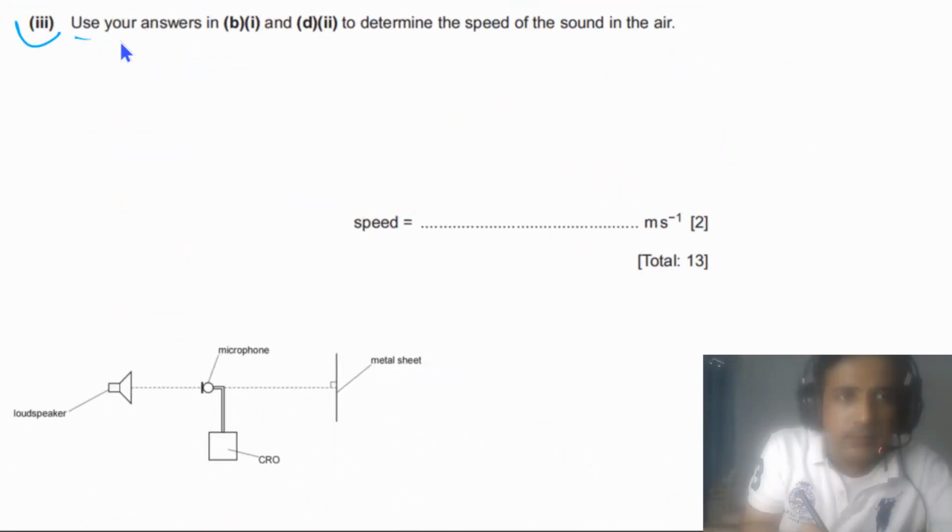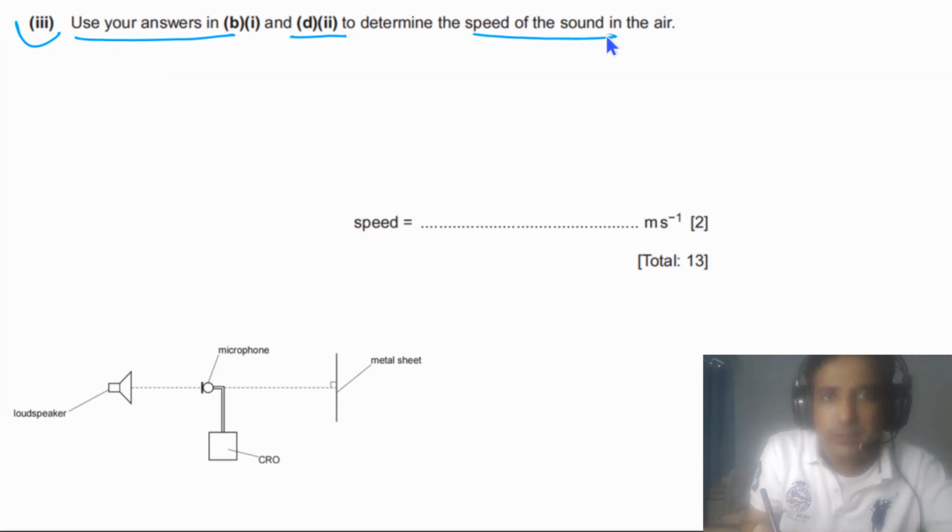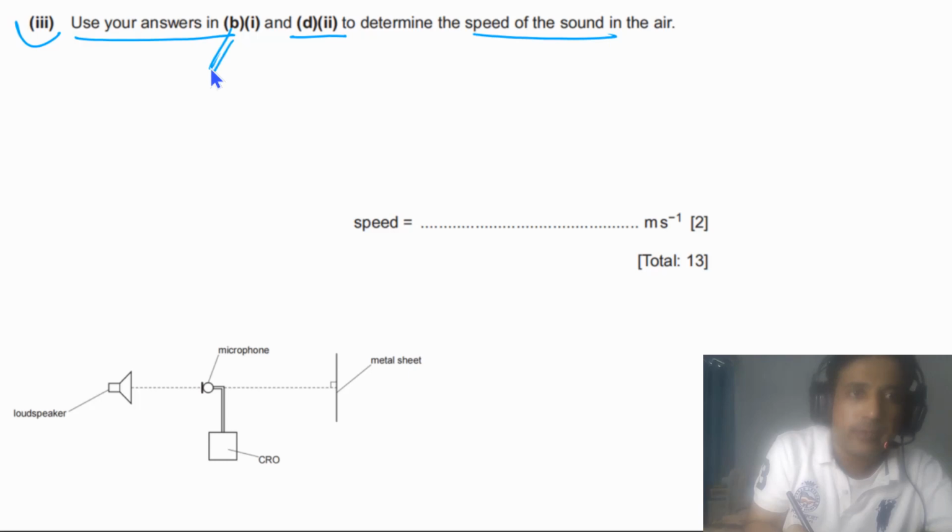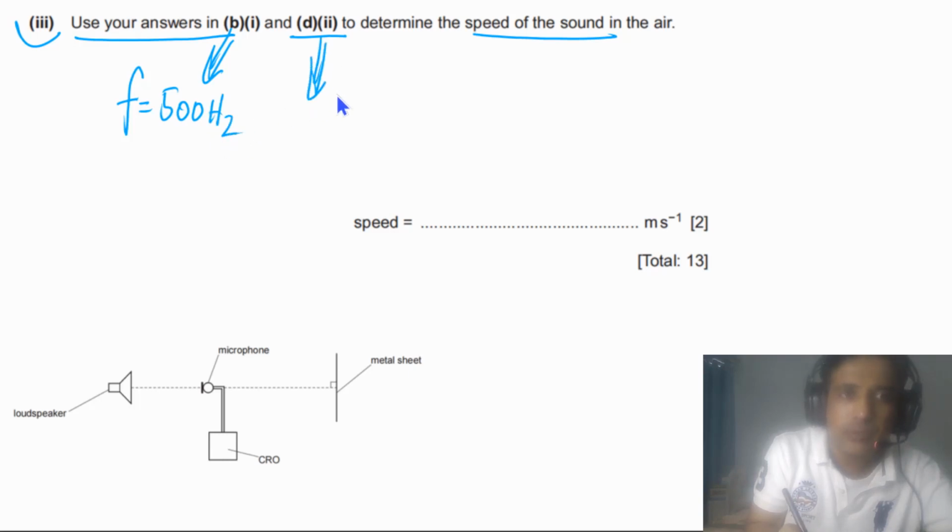The third part says use your answers in B1 and D2 to determine the speed of the sound in the air. In part B1 we calculated the frequency of the sound, which was equal to 500 Hertz. And in part D2 we calculated the wavelength, which is equal to 0.70 meters. Now we need to calculate the speed.